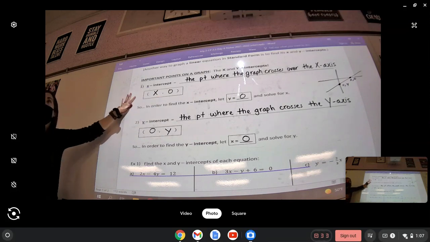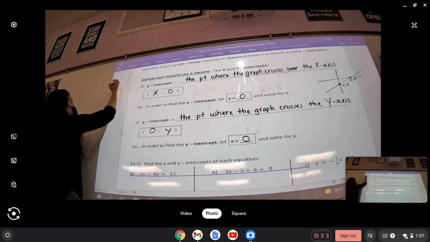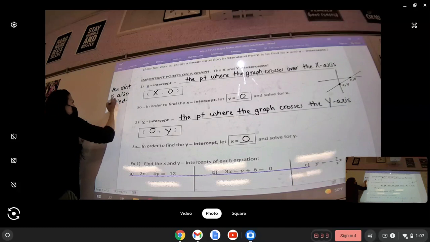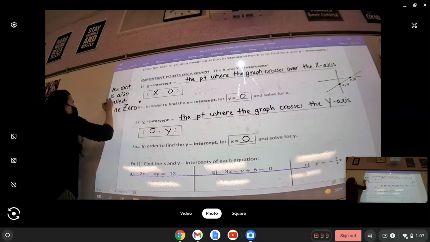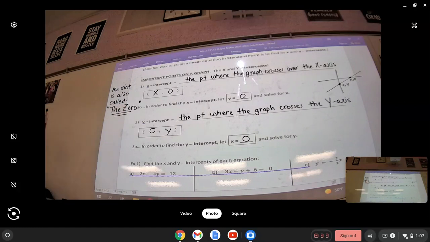He has another name. I want you to know that name. So the x-intercept is also called the 0. If you are ever asked to find the 0 or the zeros, plural, you have literally just been asked to find x-intercepts, to find points where the graph crosses the x-axis.